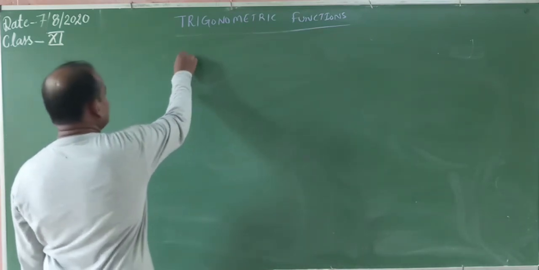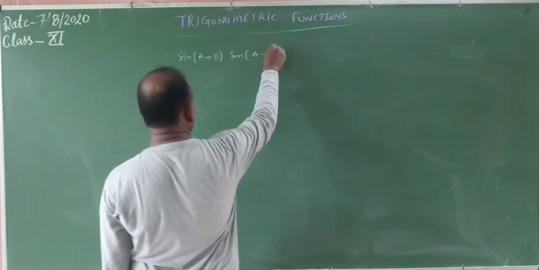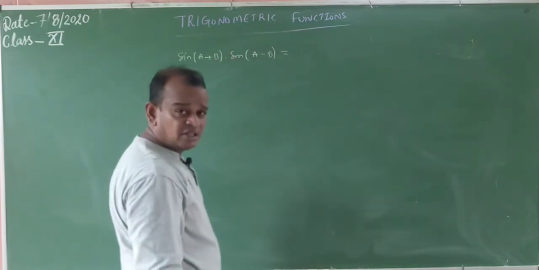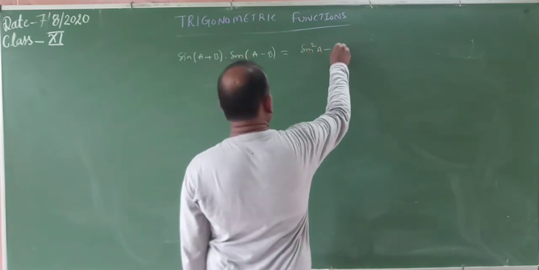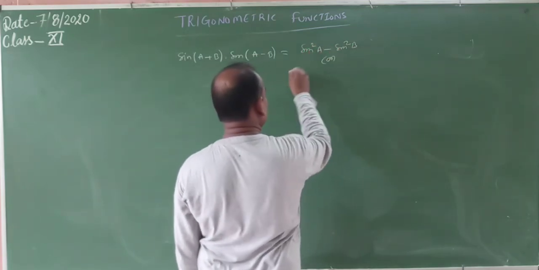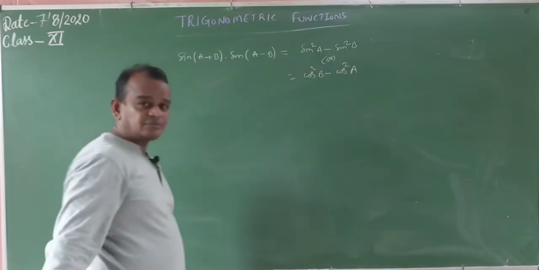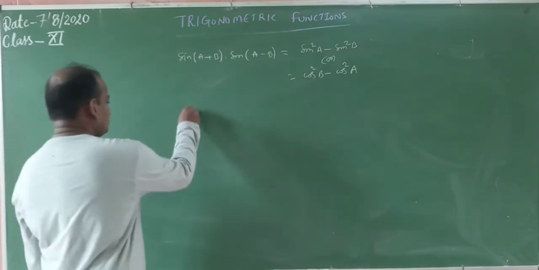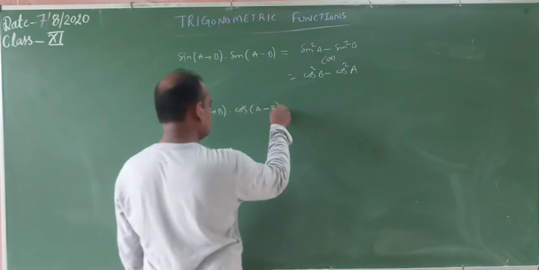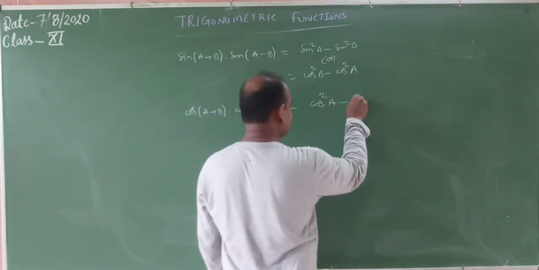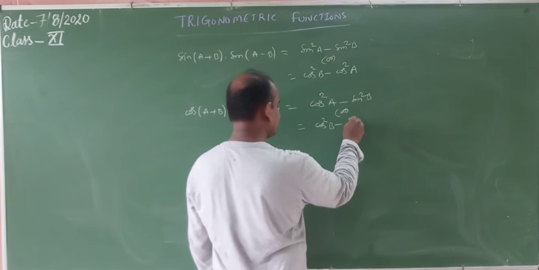Next one is sin of A plus B into sin of A minus B. You know this one very well. Here there is a product. How to convert? A product is converted into either a sum or a difference. That is equal to sin square A minus sin square B, or cos square B minus cos square A. Next, cos of A plus B into cos of A minus B is equal to cos square A minus sin square B, or cos square B minus sin square A. Remember these.